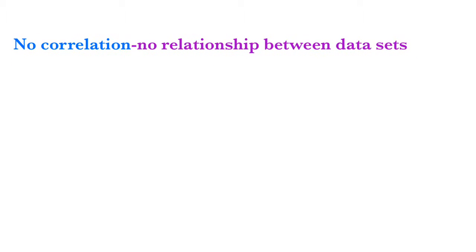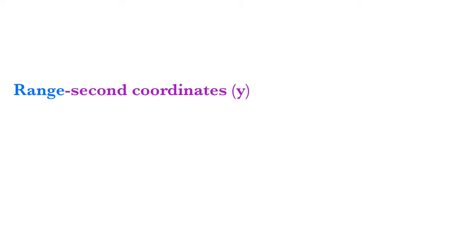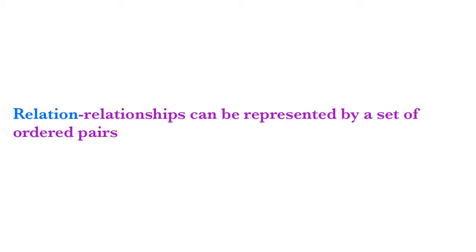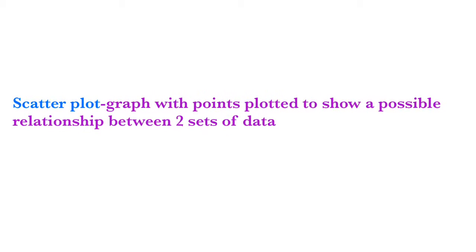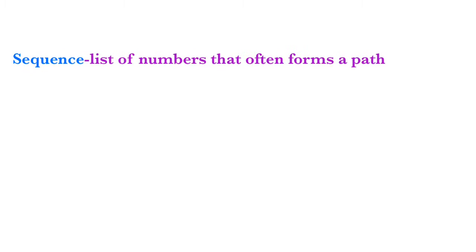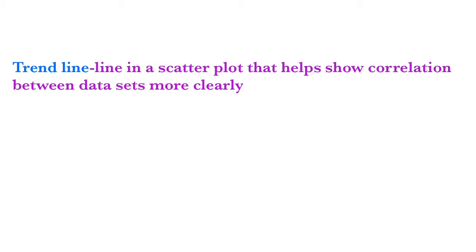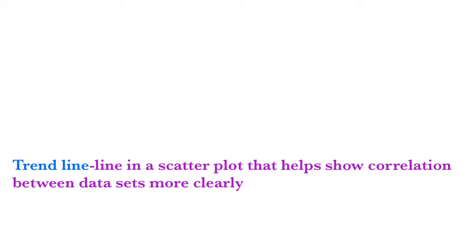No correlation: no relationship between data sets. Positive correlation: increased data values. Range: the second coordinates, the y values. Relation: relationships that can be represented by a set of ordered pairs. Scatter plot: a graph with points plotted to show a possible relationship between two sets of data. Sequence: a list of numbers that often forms a pattern. Trend line: a line in a scatter plot that helps show correlation between data sets more clearly.